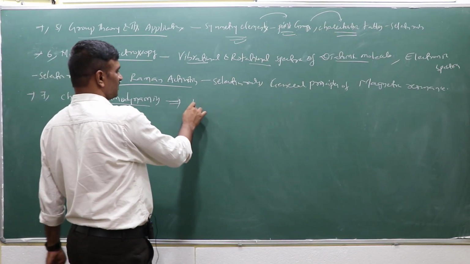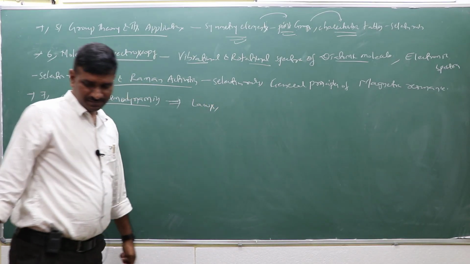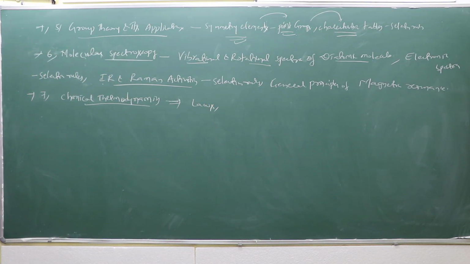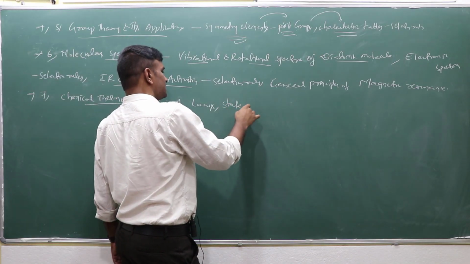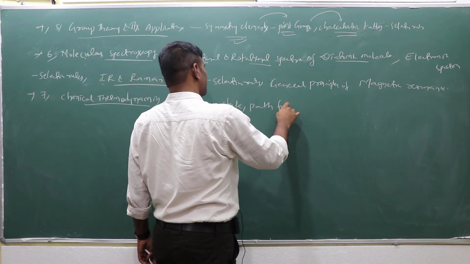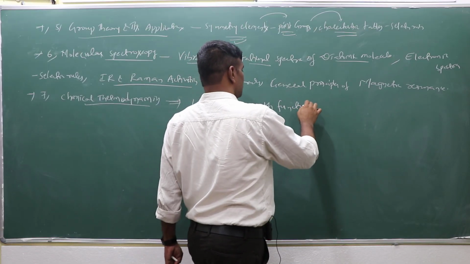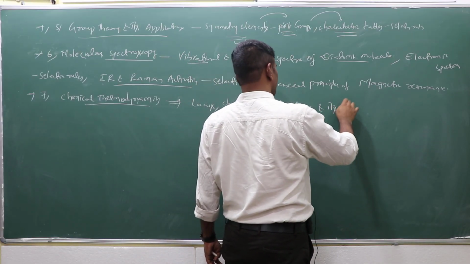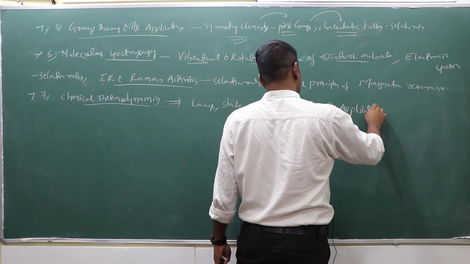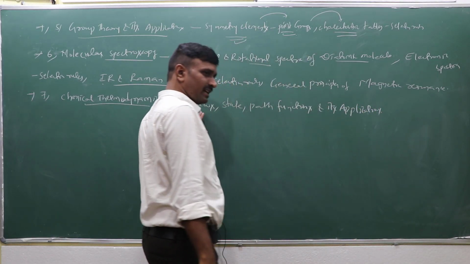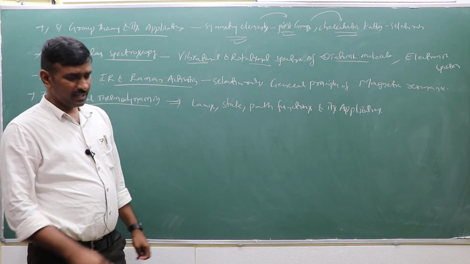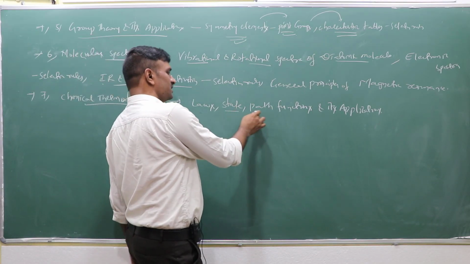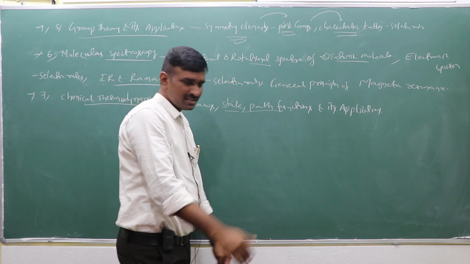What is mentioned in this area? Laws. In chemical thermodynamics: laws, state and path functions, and its applications. So what the first law is, the second law, the third law, and the zeroth law, and their applications, and which one is a state function, which one is a path function, and their applications are mentioned.